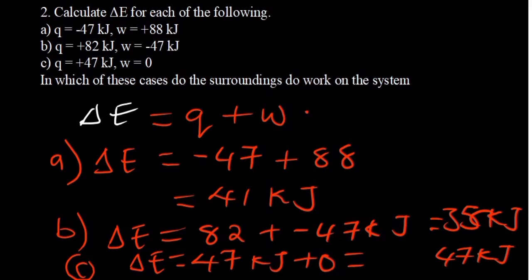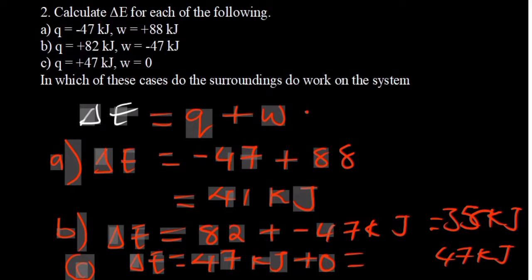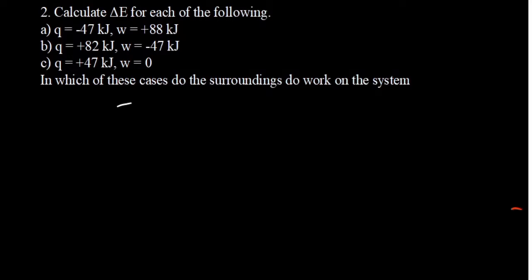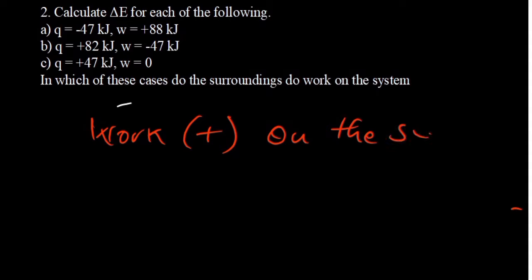The question continues to say, in which of these cases do the surroundings do work on the system? Just like heat energy, work can either be negative or positive, depending on what's happening. Let's understand when work is positive and when it is negative. In terms of a gas, work is positive when there's work being done on the system. So work on the system is positive.